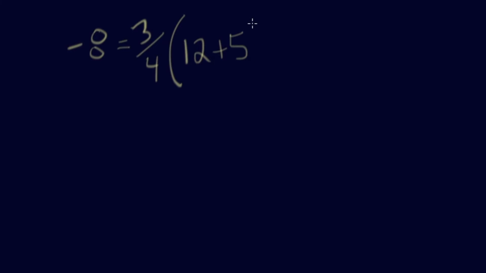Let's say we had something that had, I don't know, negative 8 is equal to 3/4 times 12 plus 5d. These are ugly numbers. You ought to call these ugly numbers. There's a lot of different things that you could do with this one. So you might want to know where you want to start.